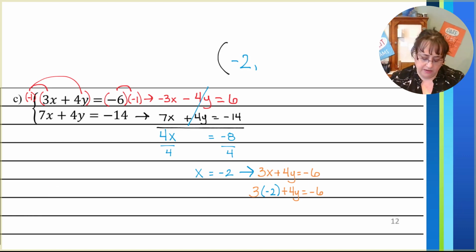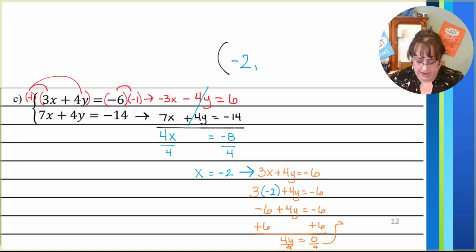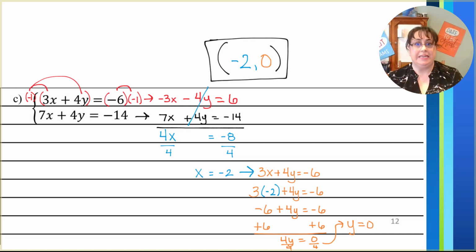Okay, 3 times -2, that was a -6, plus 4y equals -6. So I'm going to add 6 to both sides. So 4y equals 0. So I'm going to divide by 4. This is all okay. That y is equal to 0. 0 is a number. That doesn't mean it went away. There's nothing there. It just means it's equal to 0. So my answer is -2, 0.